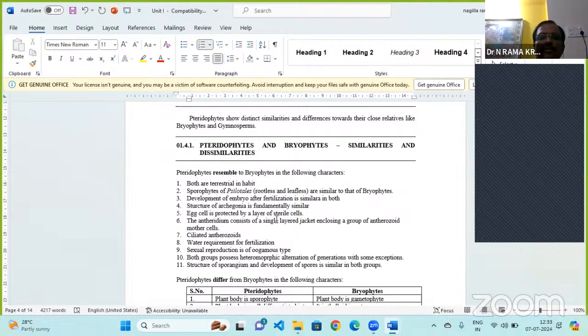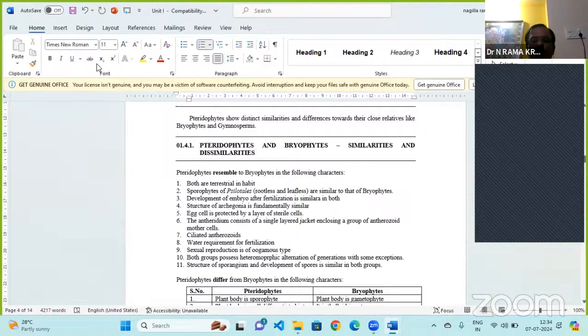Both characters are the same. The sexual reproduction system is oogamous type. Both groups possess a heteromorphic alternation of generations, with some variation, but alternation of generations is there in both. The structures of the sporangium and the development of spores are similar in both groups.